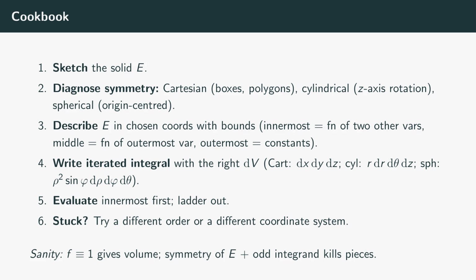Two cheap sanity checks. The constant integrand one gives the volume of E, which you may already know independently for a familiar solid. Symmetry of E combined with an antisymmetric integrand makes the answer 0, a useful tell when you mistakenly get something non-zero.